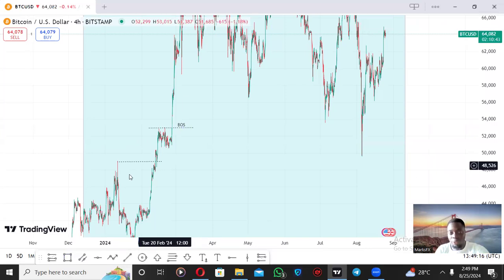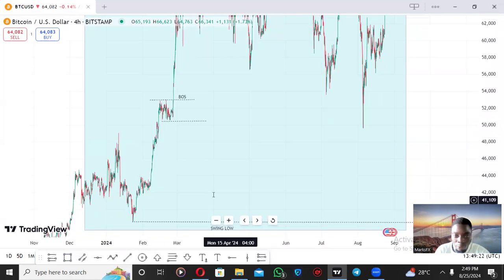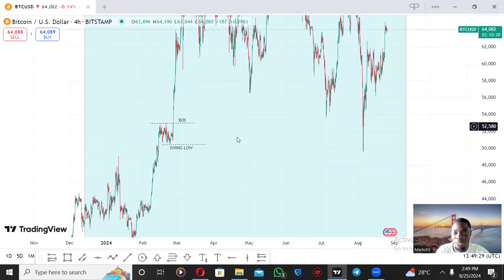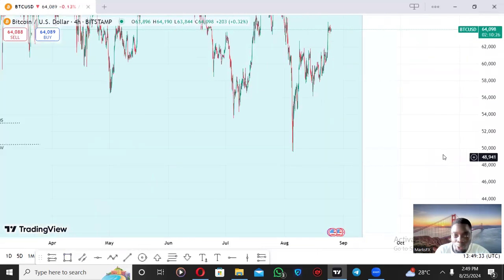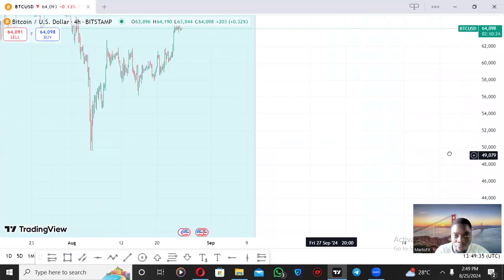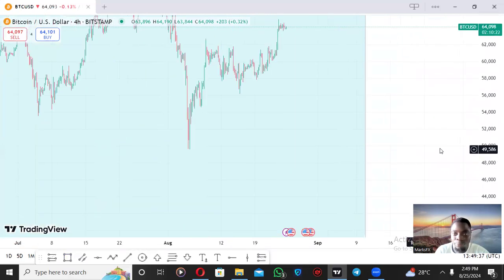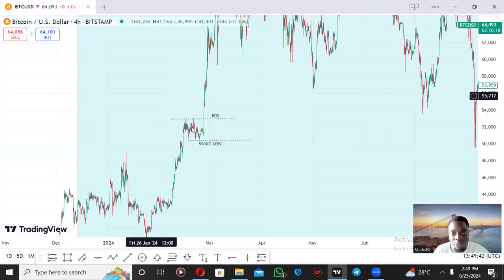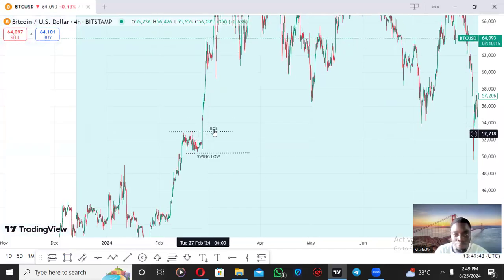Which low led to that break? This guy, right? So this guy has now become your new swing low, not this guy again. Should price come and close below it, you are what? Bearish. Don't worry, we'll get to that. Now, price broke up from this low and pushed up, right?